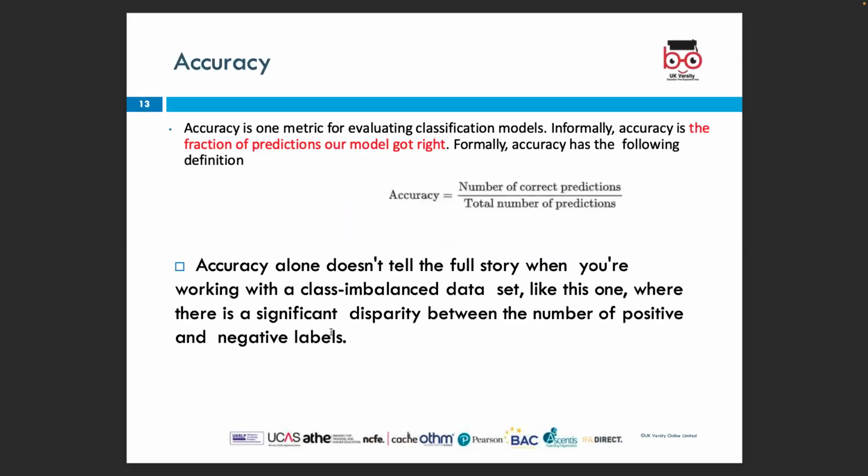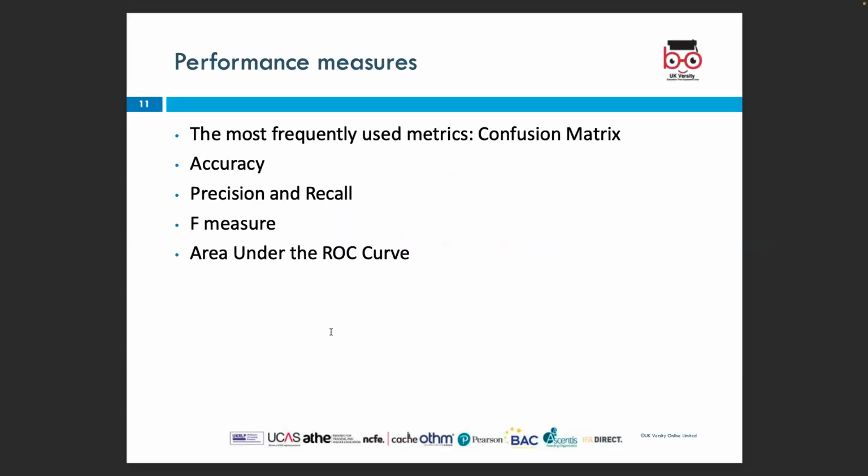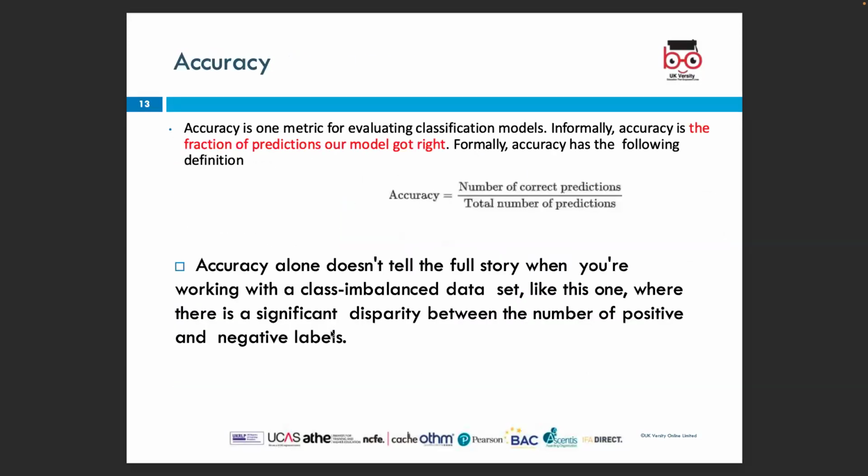What is accuracy? Because right here we have accuracy, precision, and among other things. So what is accuracy? Accuracy is one metric for evaluating classification models. Informally, accuracy is the fraction of predictions our model got right. Formally, accuracy has the following definition. Accuracy is the number of correct predictions divided by the total number of predictions.